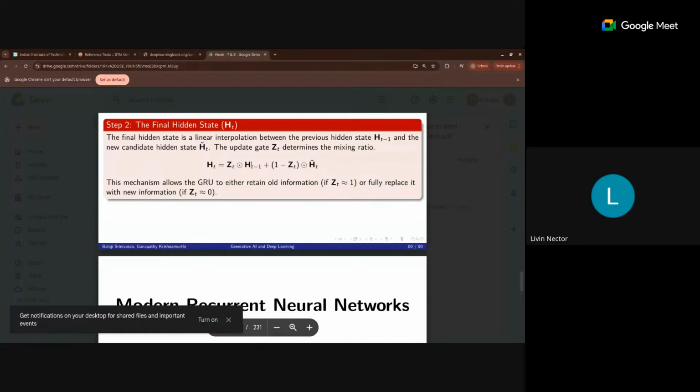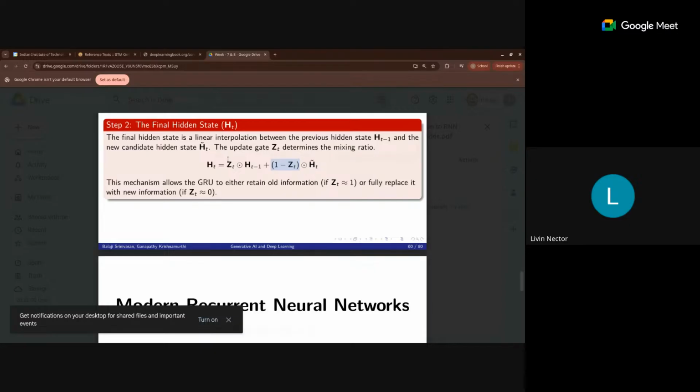And then this update gate is also multiplied with the previous H_{t-1}. So you see this equation, this is like a combined equation. You see this is z and this is 1 minus z.